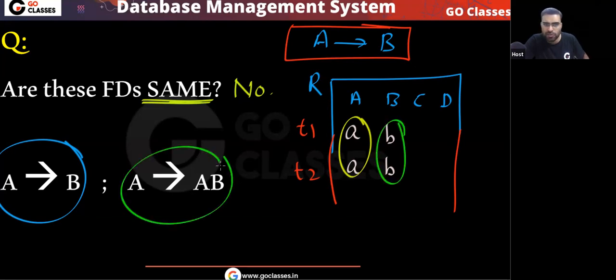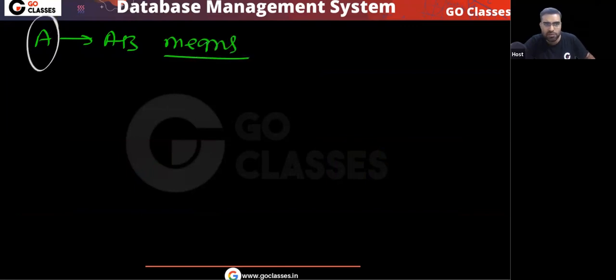Okay. And what does this mean? A determining AB. What does this mean? On the next page I am putting it. So A determining AB. Tell me what this means. This means that if two tuples have same A value, then they must have same AB value. Yes or no? Remember what this means.